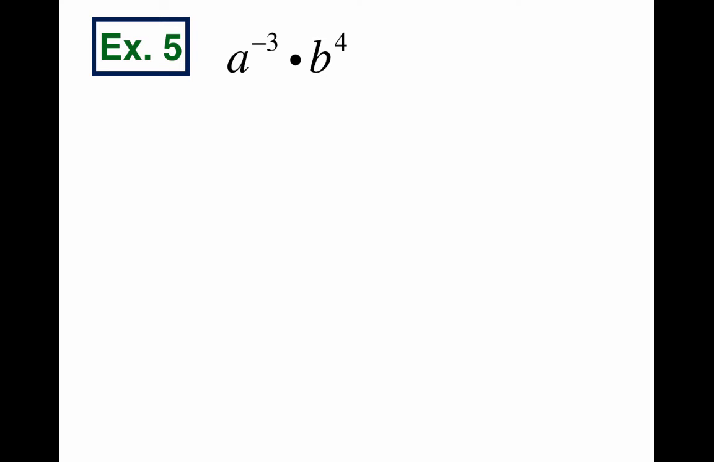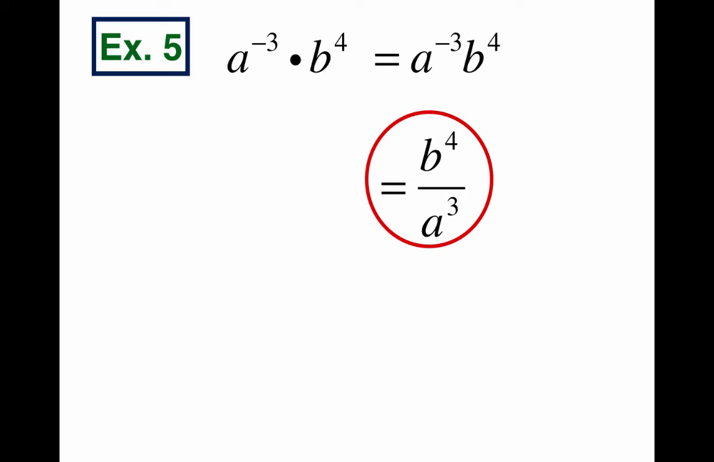So instead, we're just going to fix that negative power and put it on bottom and make it b to the 4th over a to the 3rd. And that's it. There's nothing else you can do. It is simplified. Different variables, you can't do anything else. All right, let's try another one.